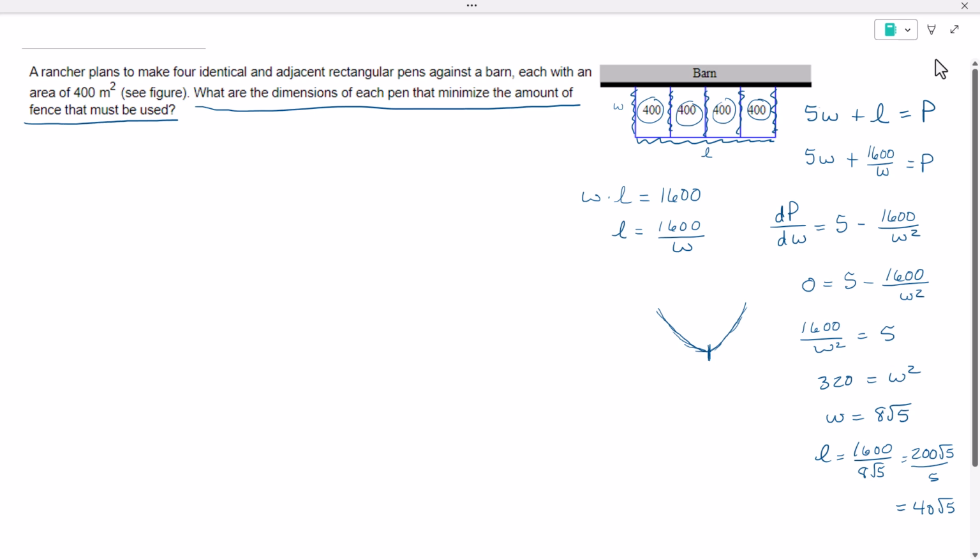So the dimensions of each pen: the width is going to be 8 square roots of 5 meters. And the length of each pen is going to be that 40 square roots of 5 divided by 4. We have 4 of those, so it'd be 10 square roots of 5 meters.